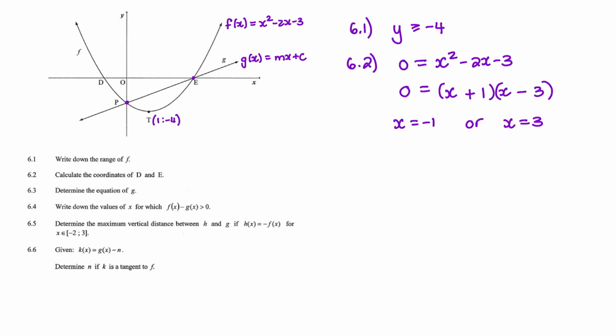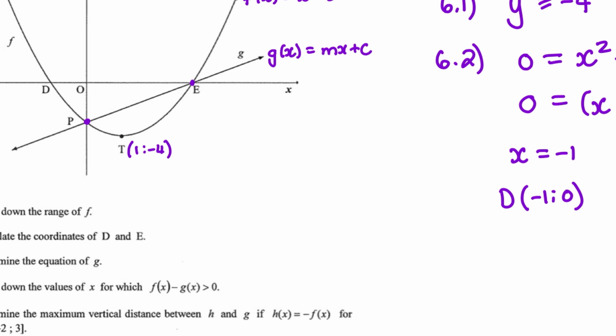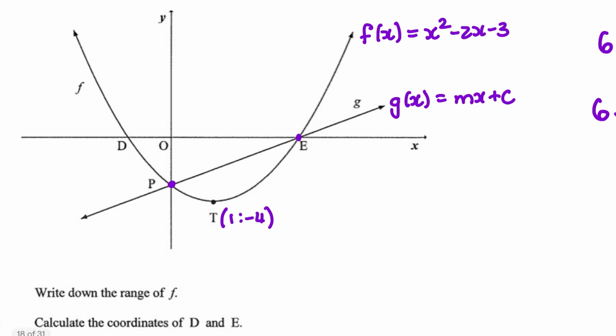But the question said, calculate the coordinates of D and E. So you'll always want to leave your answer as coordinates. So for D, we have x of −1 and y is 0. And for E, we have x is 3 and the y value is also 0. Now before we continue, I'd like to put that information on my diagram. So I have D as (−1; 0) and E as (3; 0).